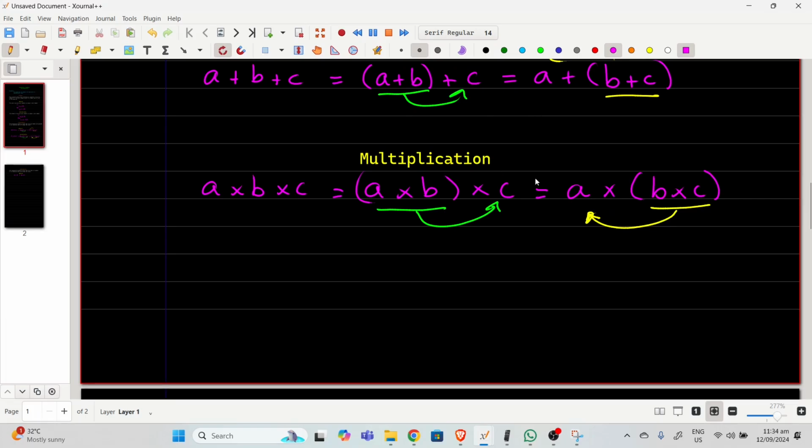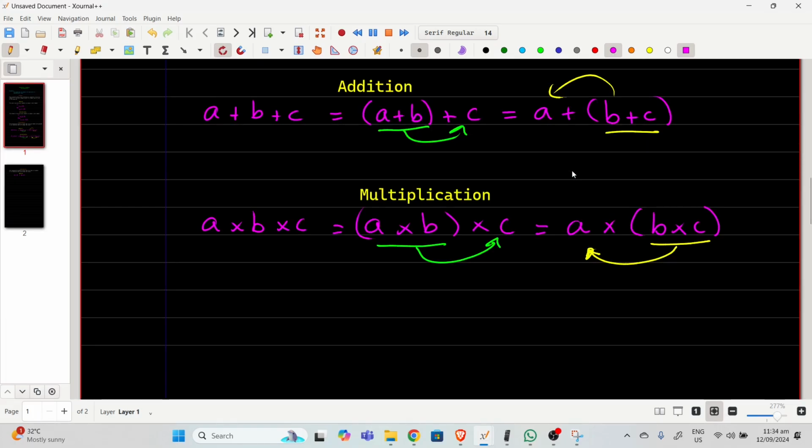With this, you can also see that if I wish, I can move things around and then associate it that way. So I can move this around and say A plus C plus B, and then I can group this together and solve it. This is like using a combination of the two of them.